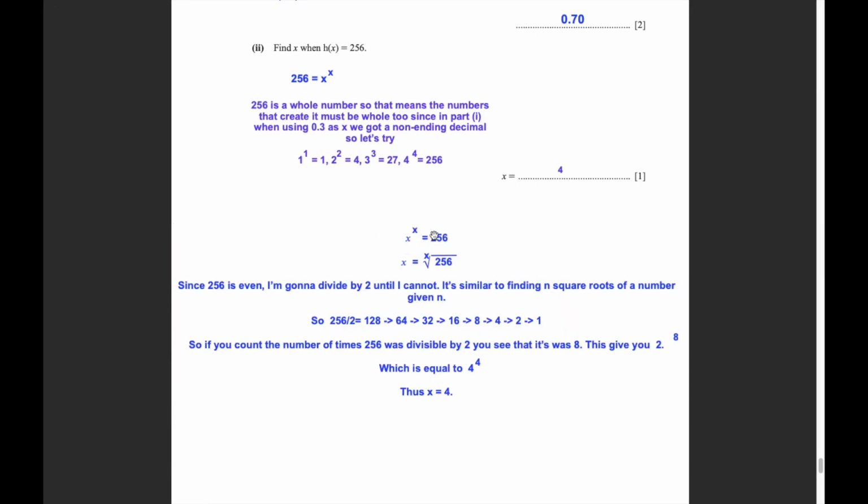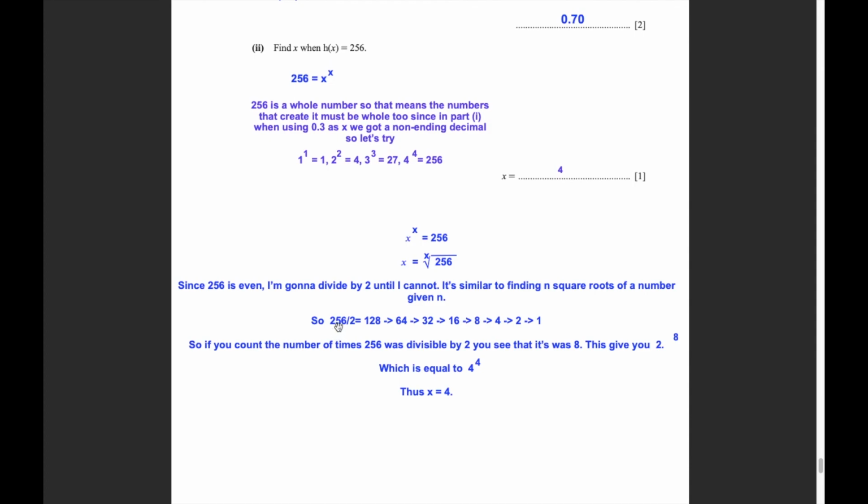So they moved the x to this side, right? Square root of x is 256. Okay, so they said that since 256 is even, it's an even number, right? So they can divide by 2. So they're going to continue doing that until they cannot. And they said it's similar to finding n square roots, so n is just a variable, so it can be any number. So n square roots of a number given n.